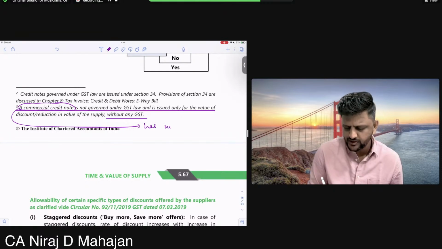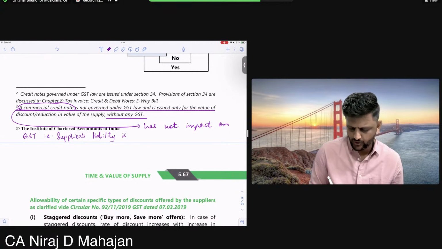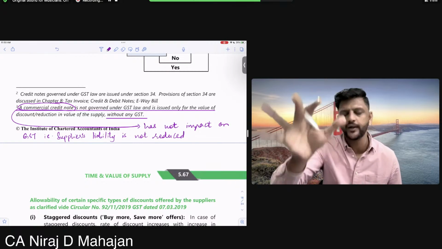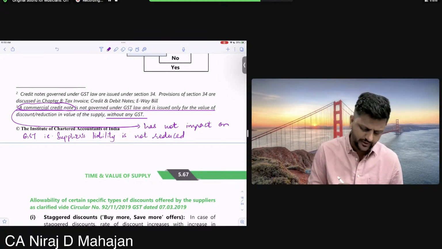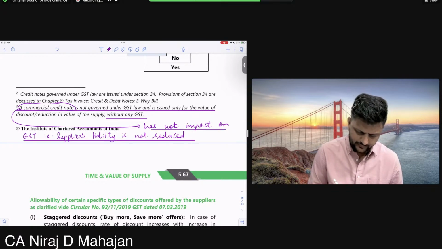Has no impact on GST. That is, supplier's liability is not reduced. Finally, all of you, this as it is, but we are not even going to show it anywhere in the GST return. It is outside the realm of GST, okay? Has no impact on GST. That is, supplier's liability is not reduced. Okay, everybody?